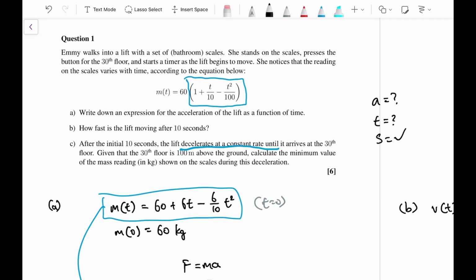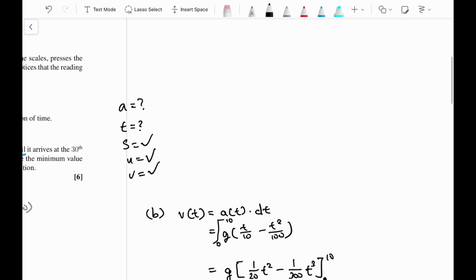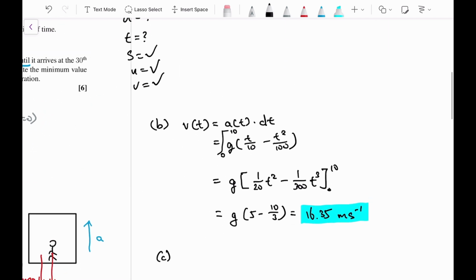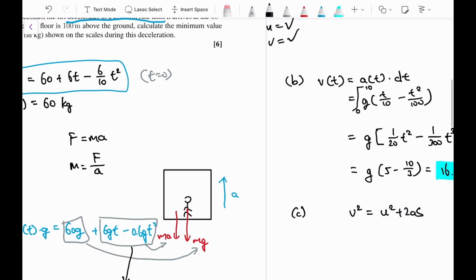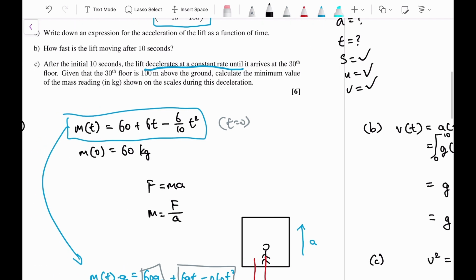And we know the initial speed, we know the final speed. Okay, and then we can calculate acceleration. Cool. We can use this equation: v squared is equal to u squared plus 2as. Now, in this case, we need to calculate s.